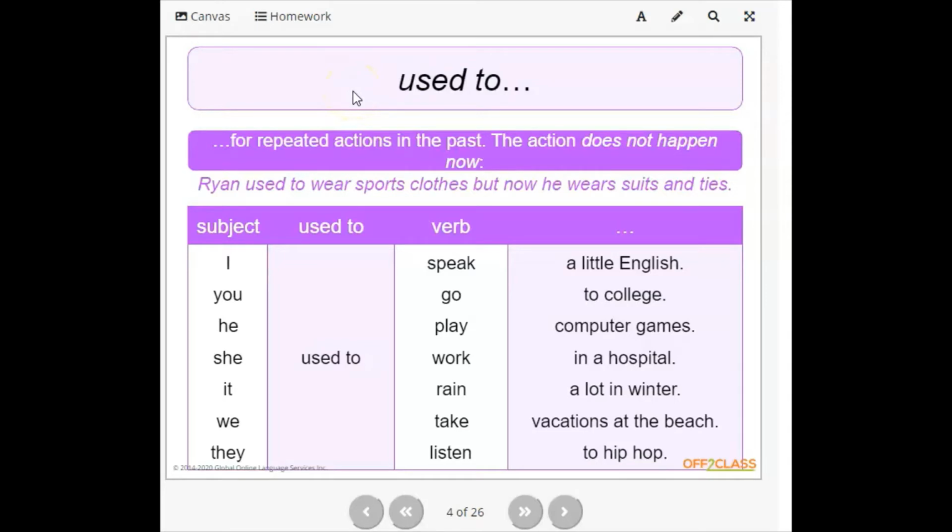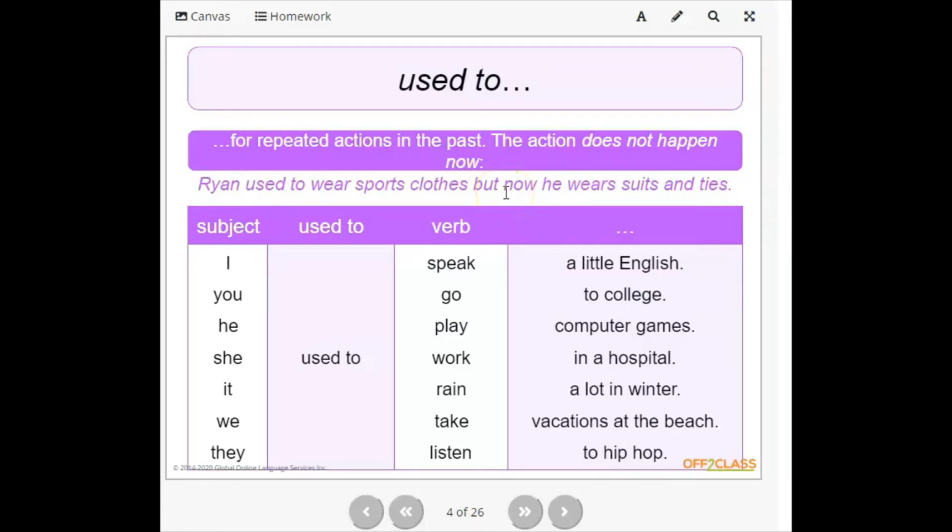We're going to look at use of used to and would today to talk about the past. First, used to. Okay, so used to is used for repeated actions in the past. The action does not happen now. For example, Ryan used to wear sports clothes, but now he wears suits and ties. So this means that in the past he did this on repeated occasions, but he no longer does this.